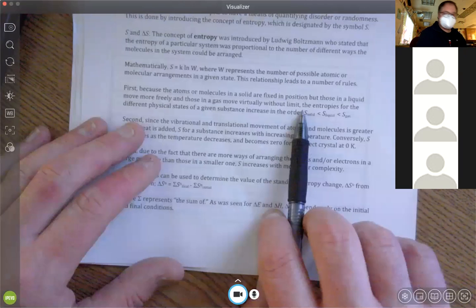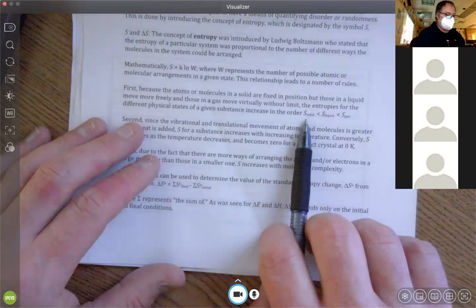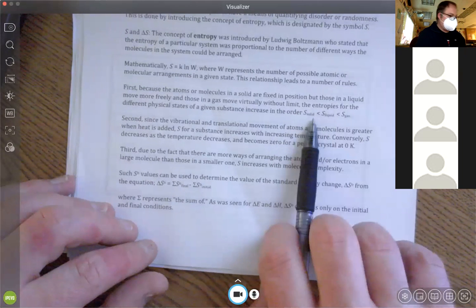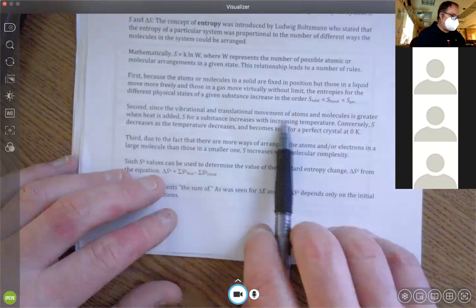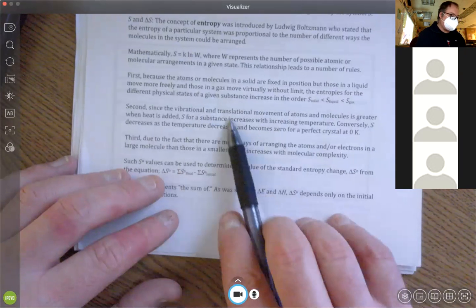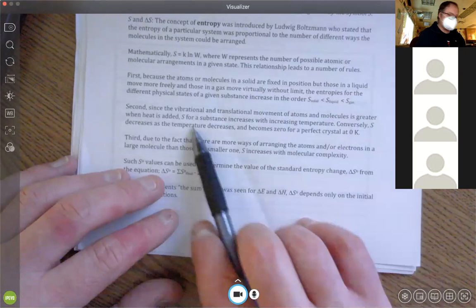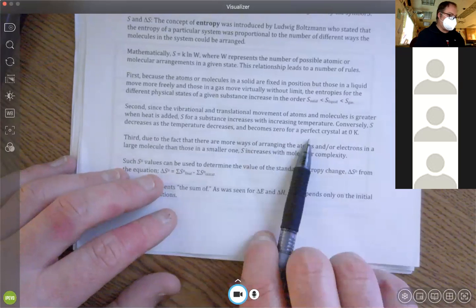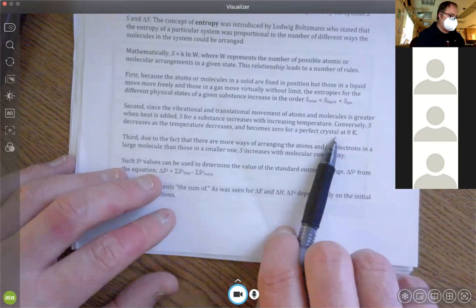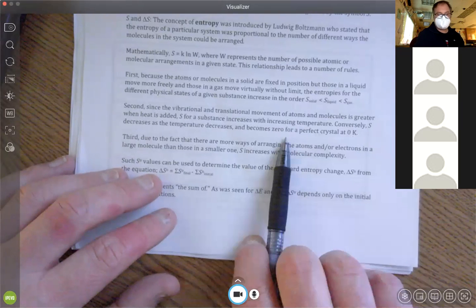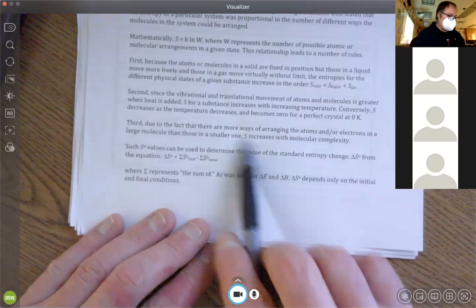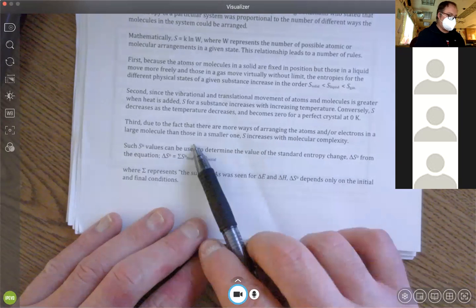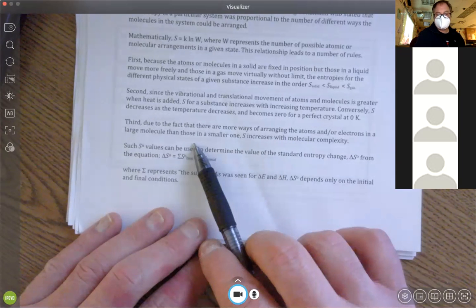If we take a look, solid has the least amount of entropy, liquid more, and gas the most out of these 3 phases. As I said, vibrational and translational movement in the atoms is greater when heat is added. So something that is hotter has more entropy. If you look at a perfect crystal at 0 K, you have 0 entropy, no disorder. More ways of arranging the atoms and electrons in larger molecules will have greater entropy.